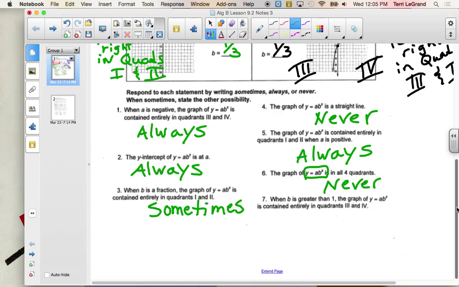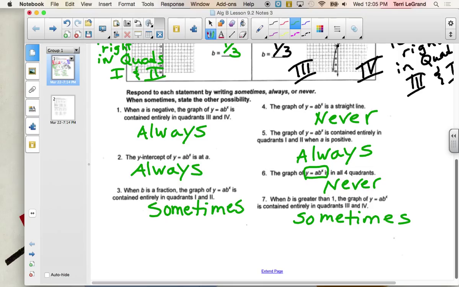Okay, and then number 7. When b is greater than 1, the graph is contained entirely in quadrants 3 and 4. Sometimes. And when is that time it isn't again? When a is positive, yeah. The a controls some of it too, doesn't it? Okay, so that's just a sometimes.